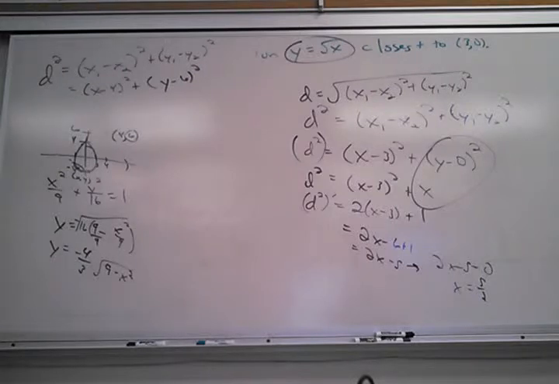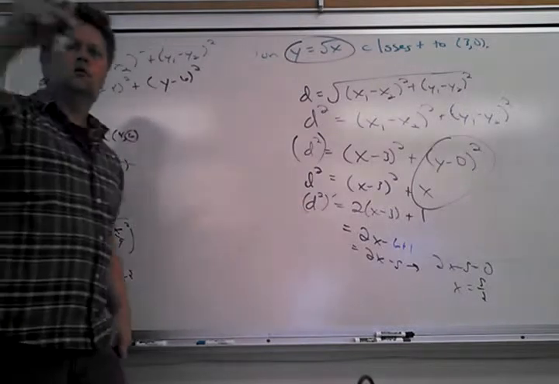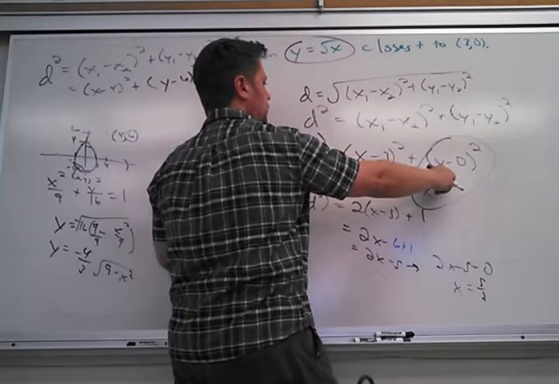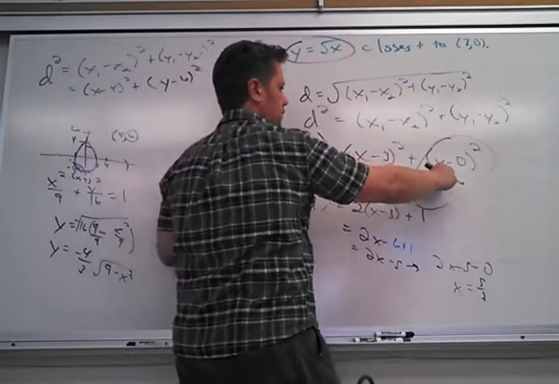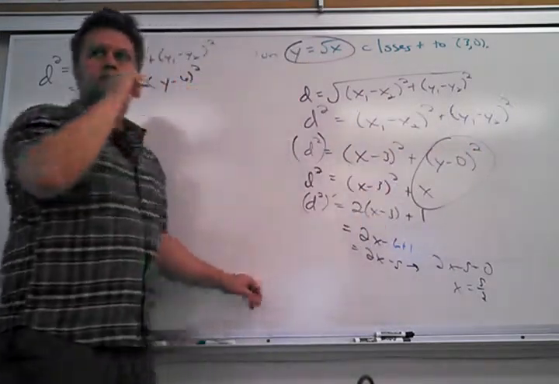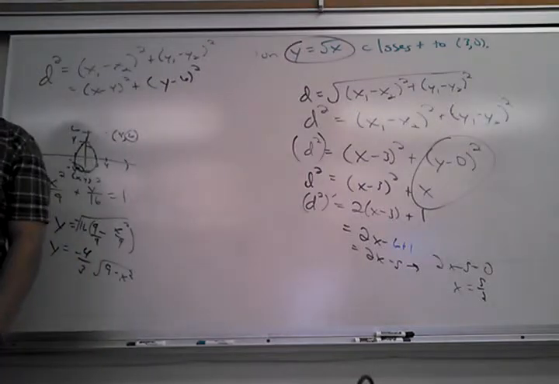I have a quick question on the part that you circled. How do we get an x on that part that you circled? What's y equal to in this problem? Root x. And what's root x squared? Just x. Cool.